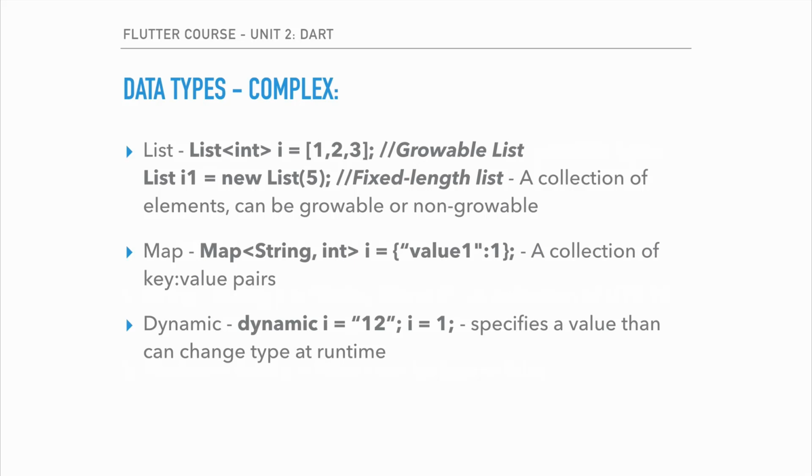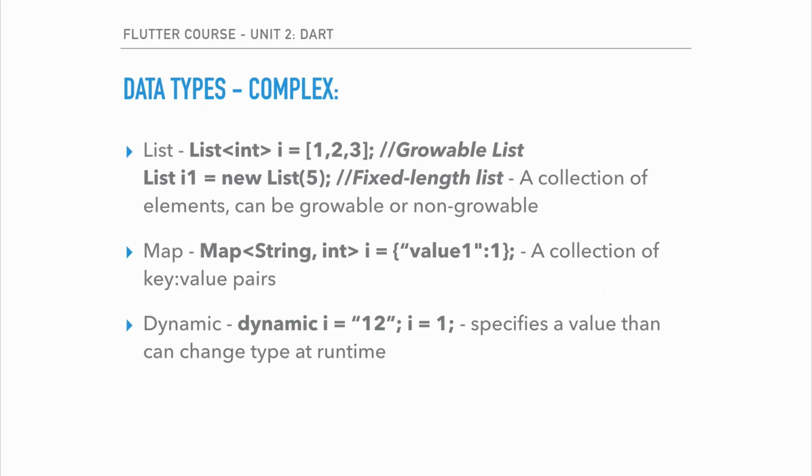Not too complex. There is just a little bit more that we can talk about, but nevertheless, it is pretty simple stuff. So a list, we can see here, is a collection of elements that can be growable or non-growable. So yeah, that's essentially the example that we have here. Okay, so the next data type that we have is map.